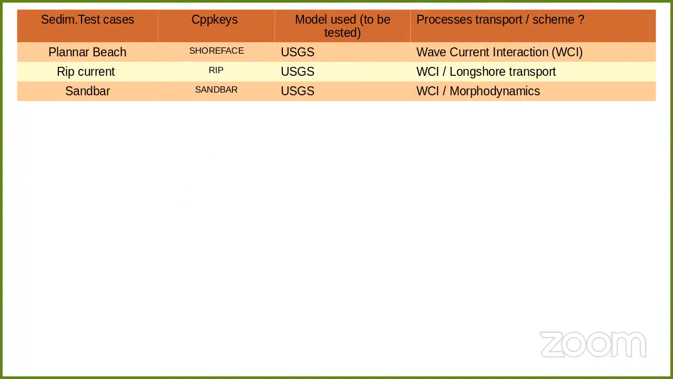First, this is a table. At the left, we have the column of the different test cases. The CPP key is on the right, for example shoreface, sandbar. Next, you have the sediment model, which could be either USGS or Mustang, and what kind of transport process they are studying there.